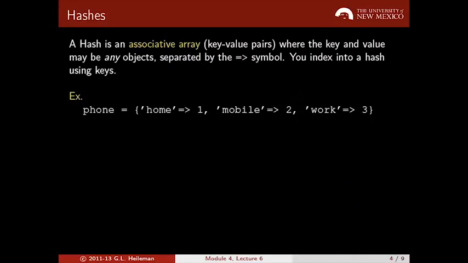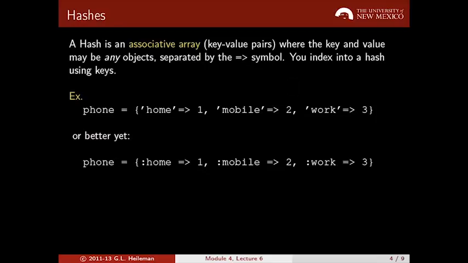So here's an example. And notice the syntax is a little bit different than arrays. Rather than a square brace, you use a curly brace. So rather than a square bracket, it's a curly bracket. So here I'm creating a hash called phone, and I'm associating home with the number 1, mobile with the number 2, and work with the number 3. So you could do this.